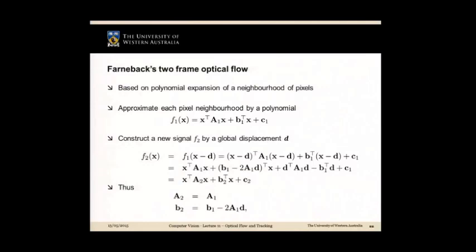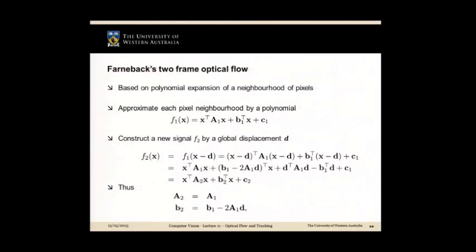And what is x here? x is a value or a vector that has multiple values in it. What is x in this case? We said neighborhood of pixels. So when you say neighborhood of pixels, we have multiple points, multiple pixels. So x is a vector in this particular case. If you are using 5 times 5 windows, x will be a 5-dimensional vector, right? So you construct a new signal f2 by global displacement.